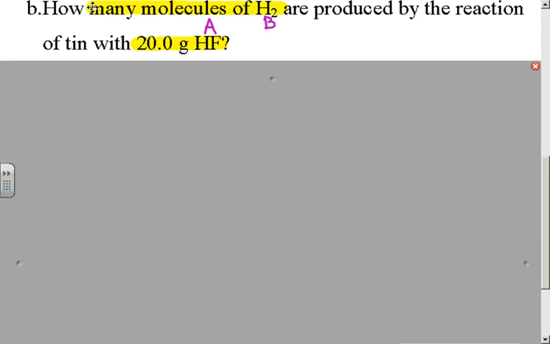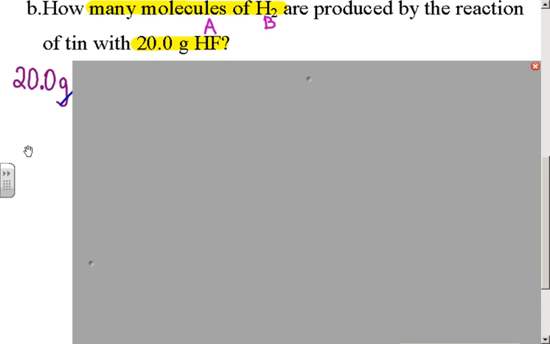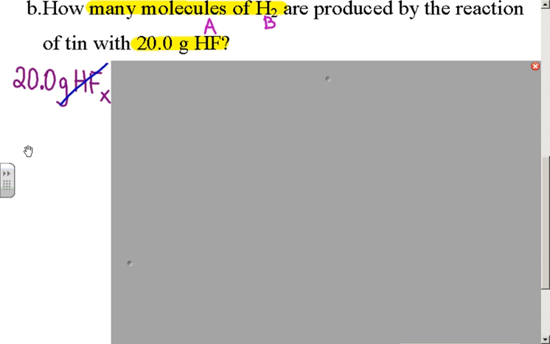You might notice that this problem is kind of the opposite of what we did in the last problem. If you haven't tried this one yet, pause the video and try to figure this one out as the reverse of the last one. I'll walk through the answer with you here. To start the problem, I started out by writing down the number I was given. I was given 20 grams of HF, so I wrote down 20 grams of HF.